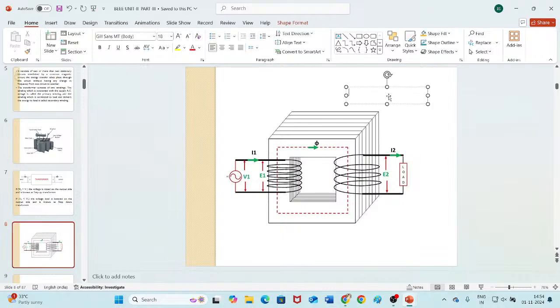So the induced voltage E1 is given by E1 is equal to the number of turns on the primary. Let us assume the number of turns on the primary side is N1. So I will write N1, and I can move it here. So let us assume the number of turns on the primary side is N1, and similarly, the number of turns on the secondary side is N2.